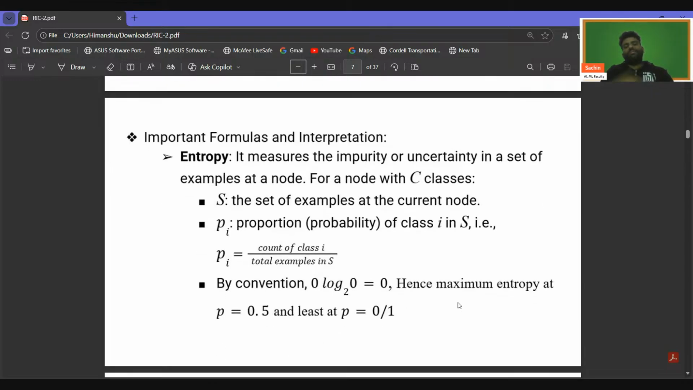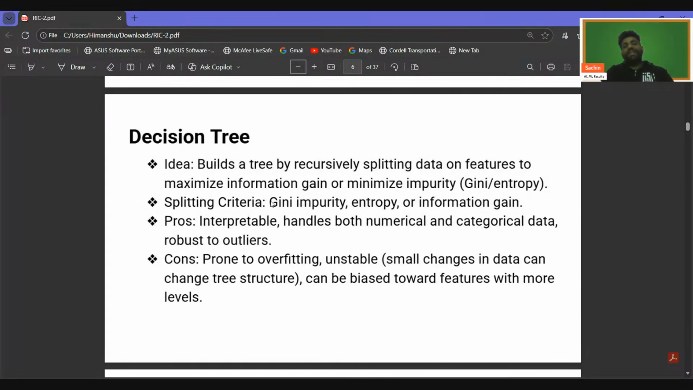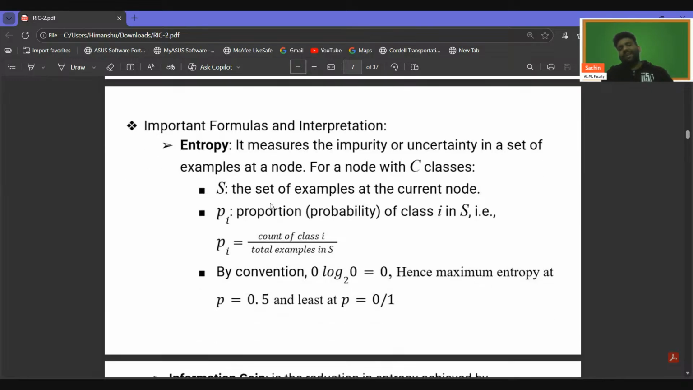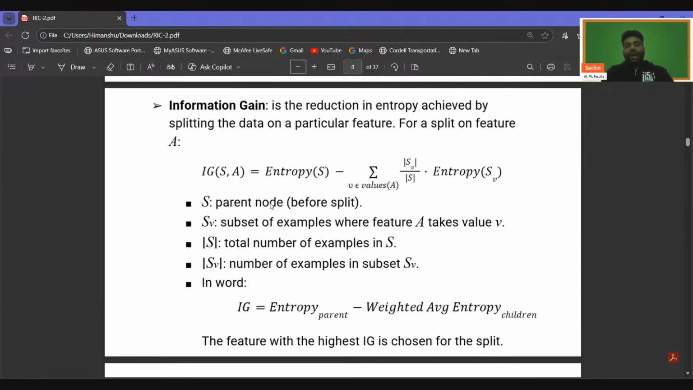Now there are important formulas and interpretations for all these three pieces of information. Basically the splitting criteria we are having: gini impurity, entropy, and information gain. I have a slide for that, which would be very useful for you to understand, I hope. Information gain talks about what the entropy was initially for my node, and then if I'm splitting, what is the entropy I'm getting. If we subtract the weighted entropy, in that case I'll be getting the information gain.